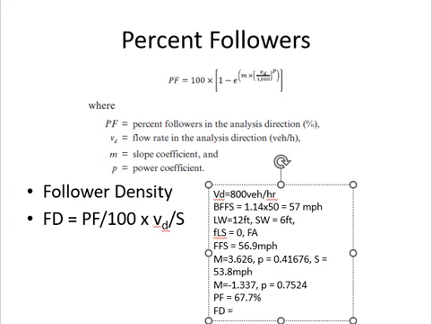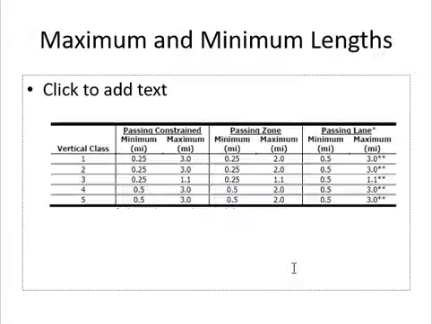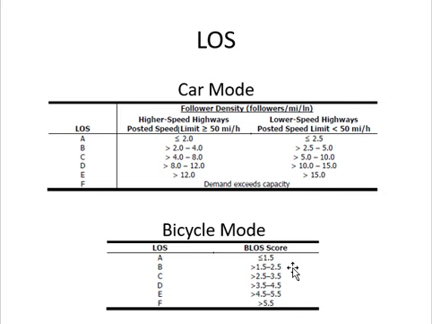Follower density: 0.677 multiplied by 800 divided by the speed, which is 53.8. How much? 10.1. My level of service is how much?